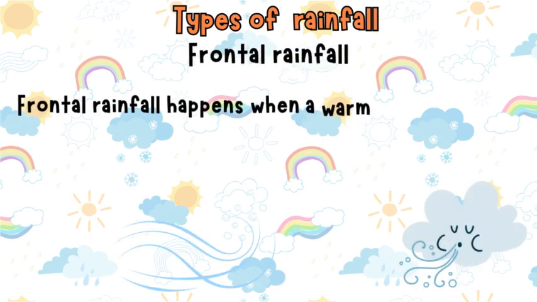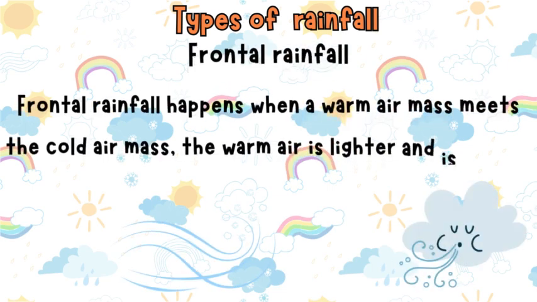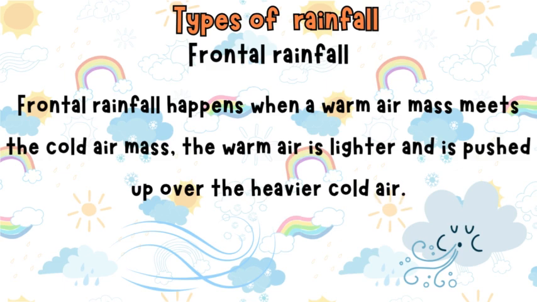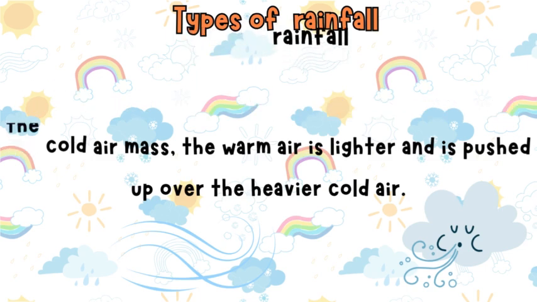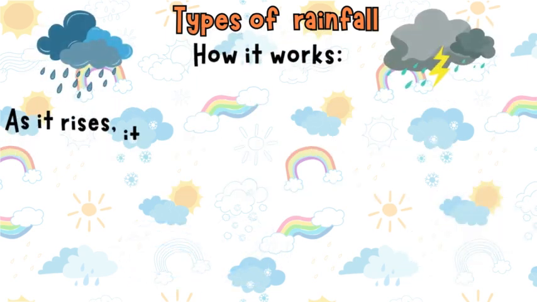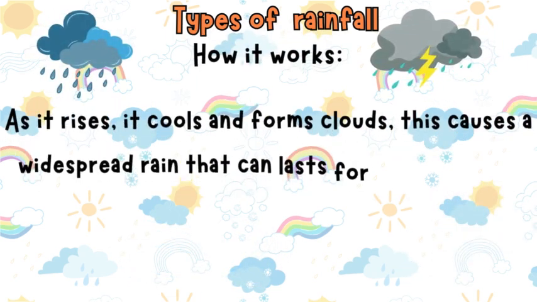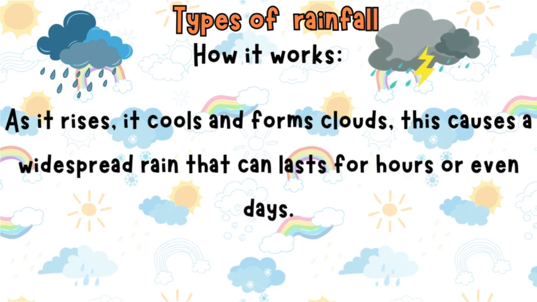Frontal rainfall. Frontal rainfall happens when a warm air mass meets a cold air mass. The warm air is lighter and is pushed up over the heavier cold air. As it rises, it cools and forms clouds. This causes widespread rain that can last for hours or even days.